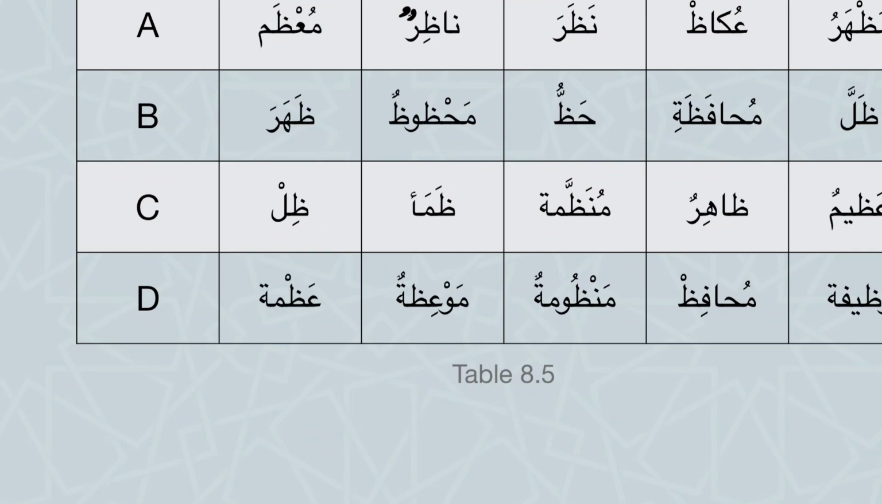موعظة. And for the ta marbuta to be there, this dha has to have a fatha, right? Because we've said that ta marbuta is always preceded by a fatha. موعظة, موعظة, موعظة. This one.